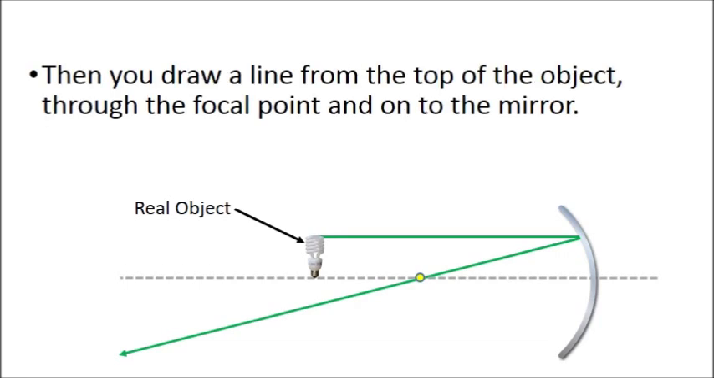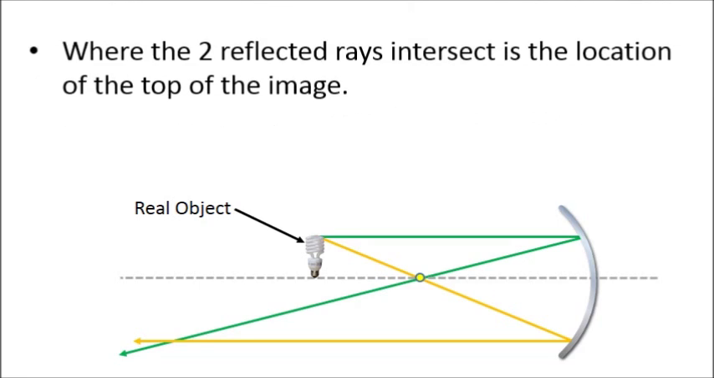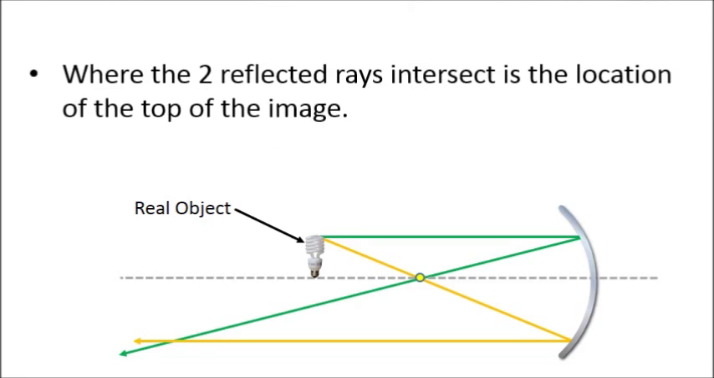All right, next we need to draw a line from the top of the object through the focal point and onto the mirror. So it's going to go through that focal point and hit the mirror, and when it bounces off that mirror, it's going to travel parallel to the normal. Now where those 2 reflected rays intersect is the location of the top of the image. So there's our image right there.